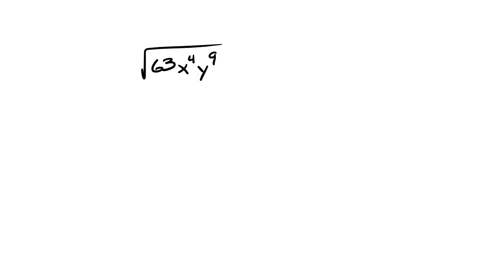All right, we're being asked to simplify the square root of 63 times x to the fourth times y to the ninth. What we first need to do is identify all of the perfect squares. And this is different for the numbers and the variables. First and foremost, let's look at 63.